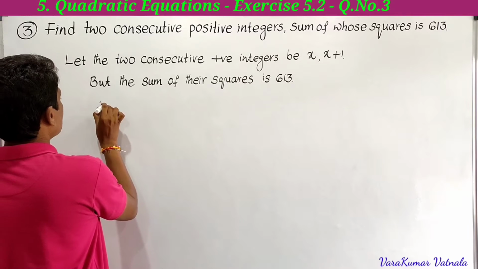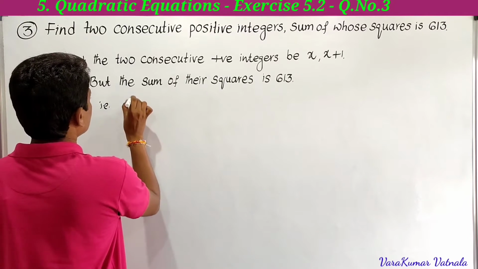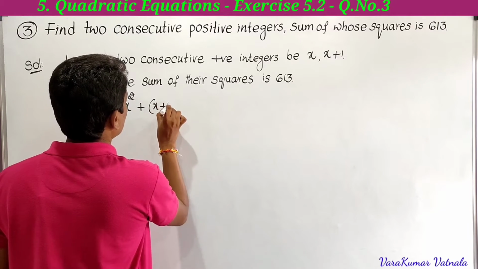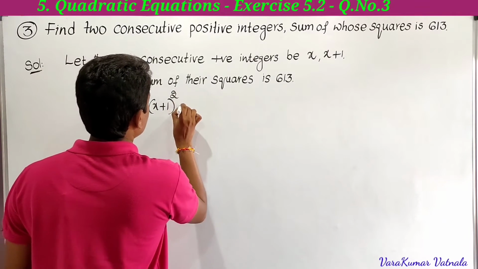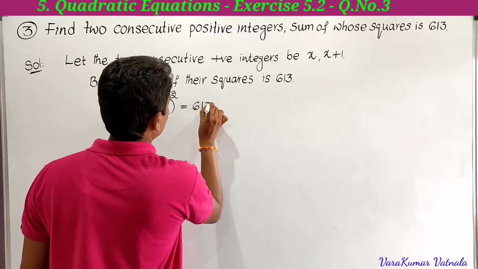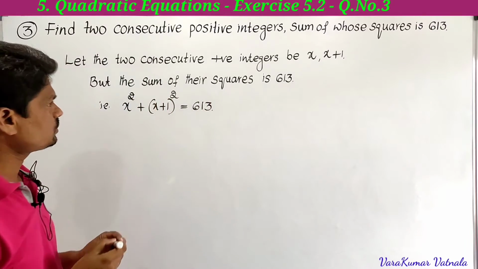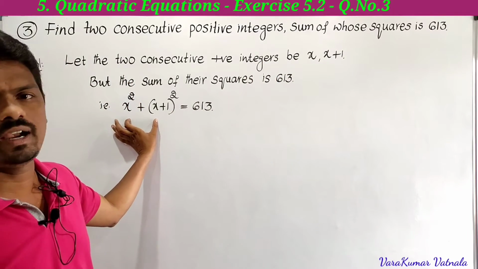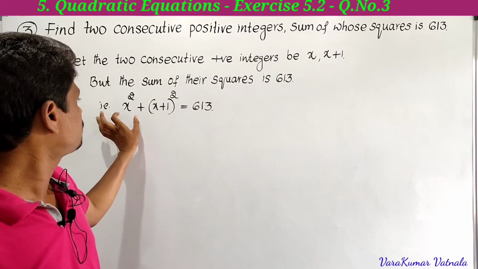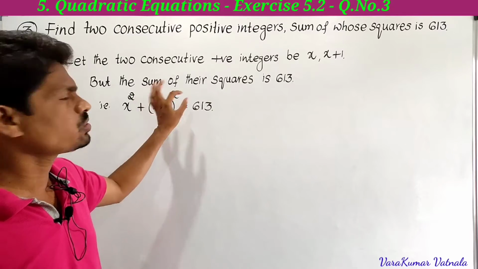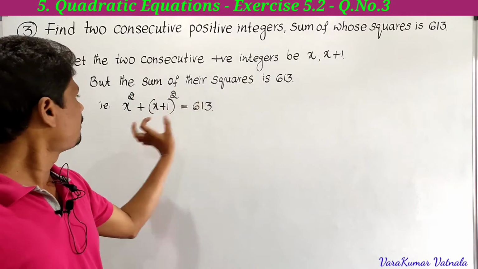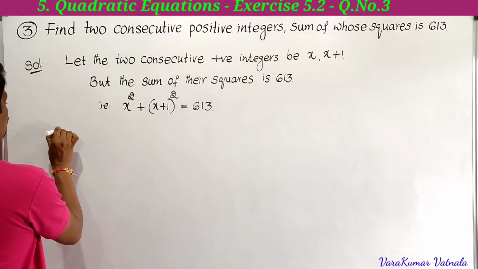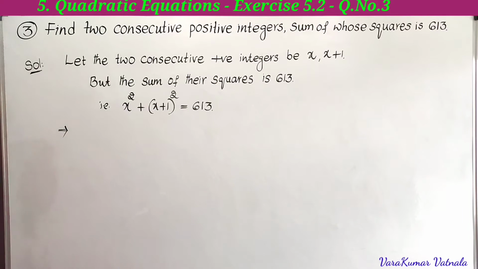So how can we write it: x square plus x plus 1 whole square is equal to 613. Their squares are x square and x plus 1 whole square. Sum means we have to add. So x square plus x plus 1 whole square is equal to 613.